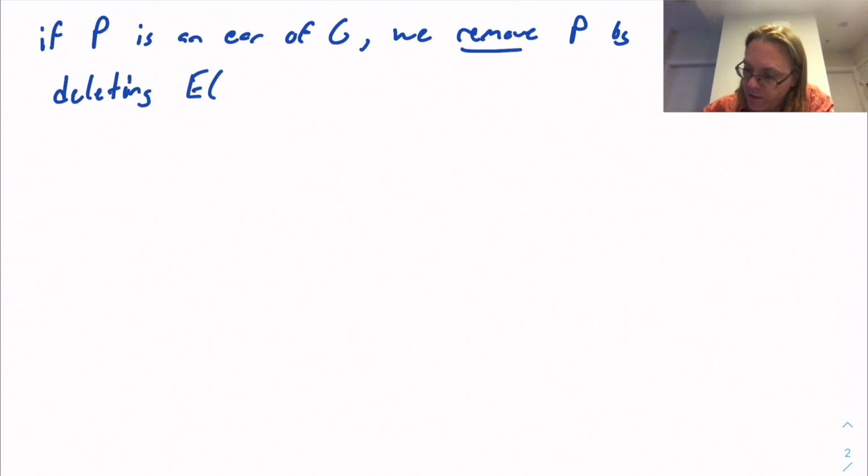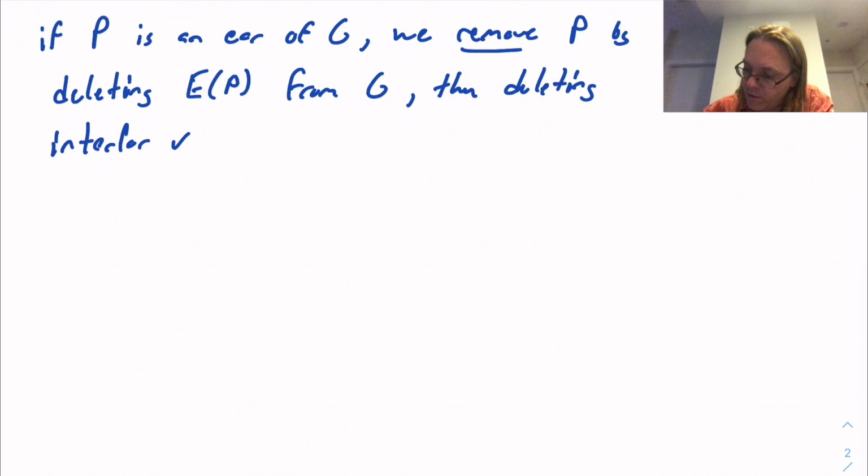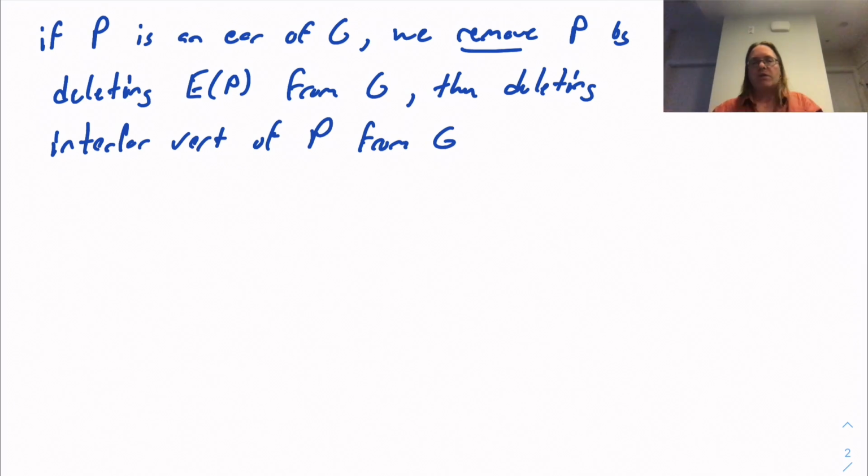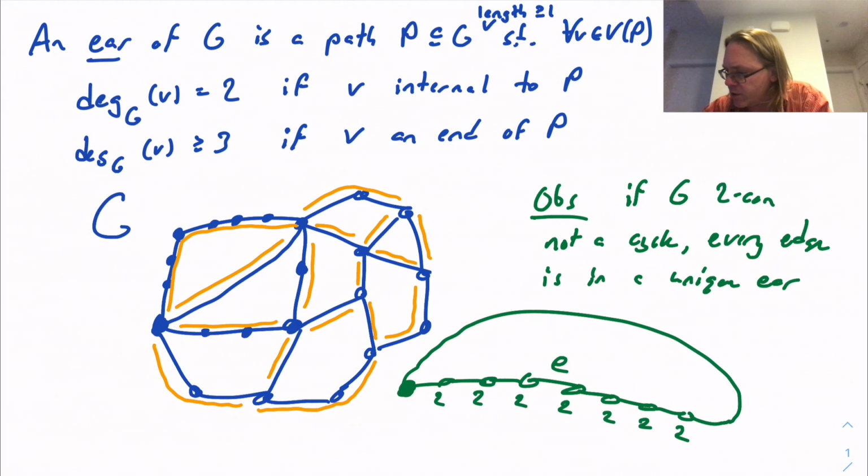So I'm going to delete the edges of P from G, then deleting the interior vertices of P from G. Right. So again, you could do this in the other order if you want, but you do need both of these because you need to handle the case where your ear is just length 1. So yeah, anyway, let me just step up.